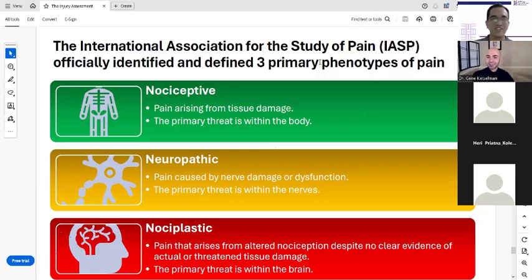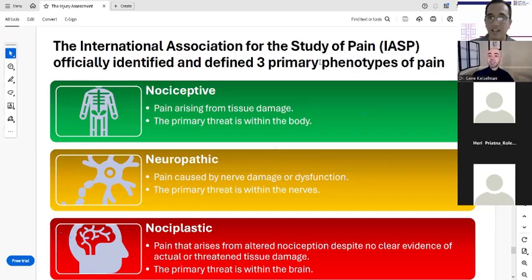Thank you. Okay, we have another question. We have two questions now. There is a question from Mr. Zhu. Is the nociceptive the same or similar to central sensitization?